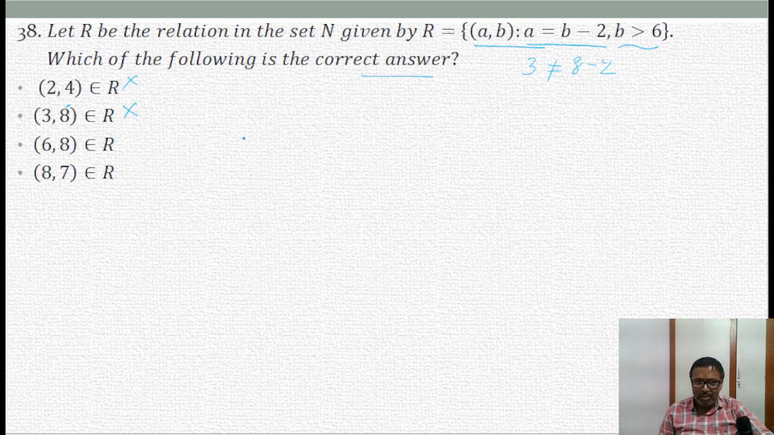Put option C, you will get a value 6, and b value is 8, so 8 minus 2 is 6. Both are equal. So tick this option and move on. Okay, that's all for this question, friends. Let us move on to the next one.